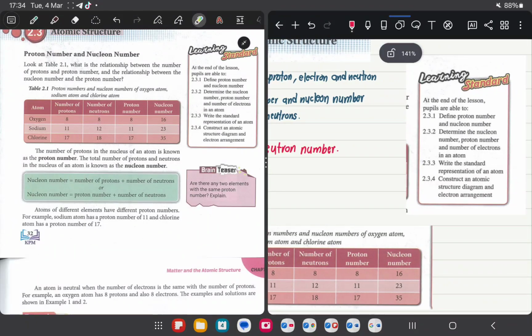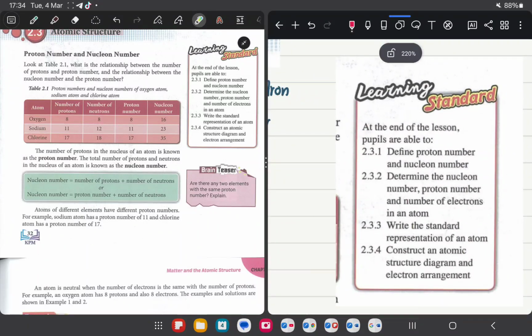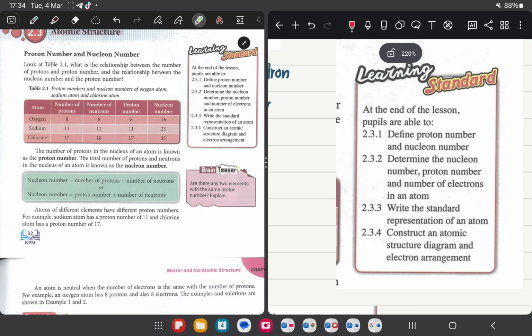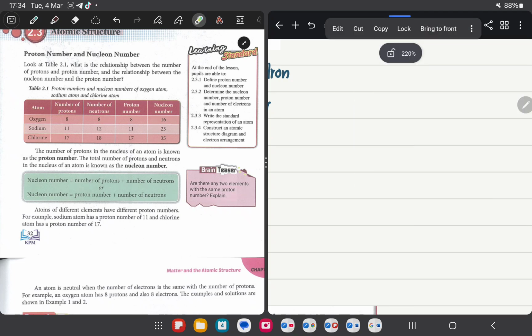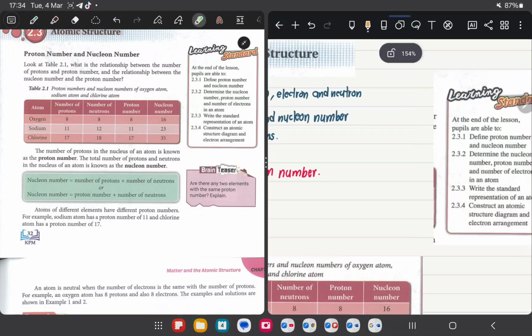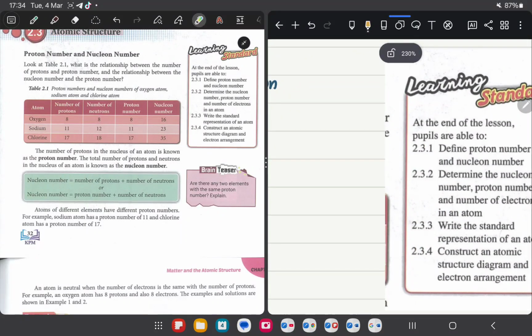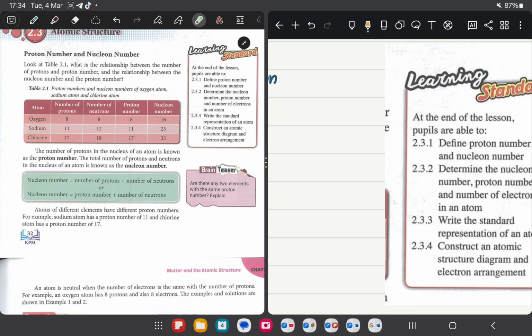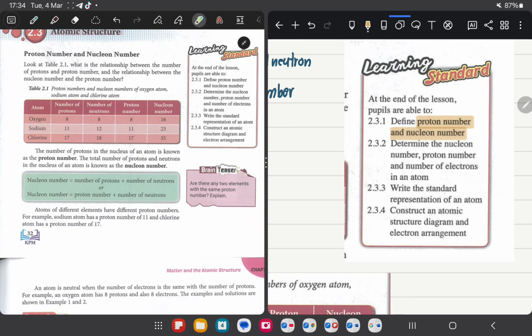Alright, for the learning standard, I should have talked about this at first, but it's okay, I'll talk about it now. Your first objective is you must define proton number and nucleon number by the end of this lesson. Then you must know how to determine the nucleon number, proton number and number of electrons in an atom. These are the two main objectives that I'm going to cover in this video.